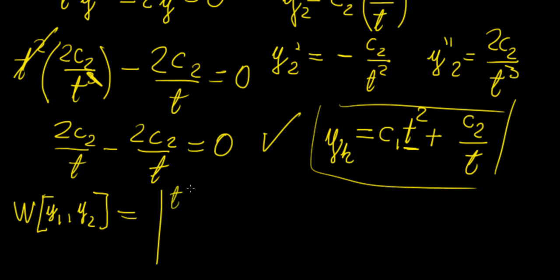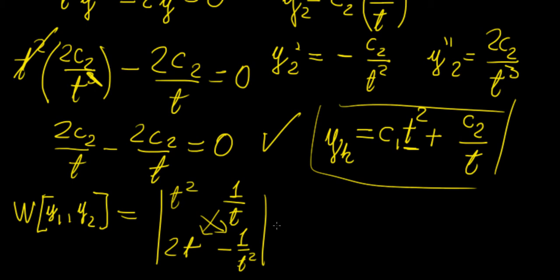So here we're going to put y1, t squared, here we have 1 over t, and now we're going to differentiate this and put it below here, so that's 2t. The derivative of this is minus 1 over t squared. Now cross multiply and subtract them together, so this becomes minus 1, and this becomes minus 1 times 1 over t times 2t, that's minus 2, and this becomes minus 3.